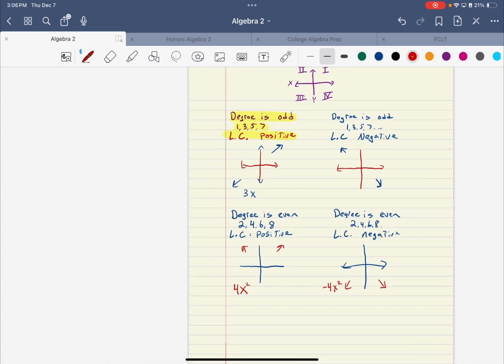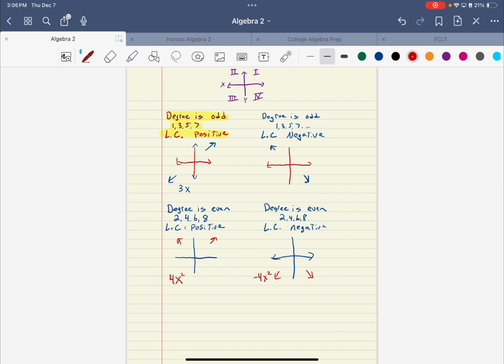So that's the other thing we want to be able to do with these. We not only want to be able to name them and do all those other things, but we also want to be able to tell what the end behavior is for these. And when you're doing the end behaviors, your answers are these parts right here that I have highlighted. That's what your answers are going to look like. It's just the drawing of them.